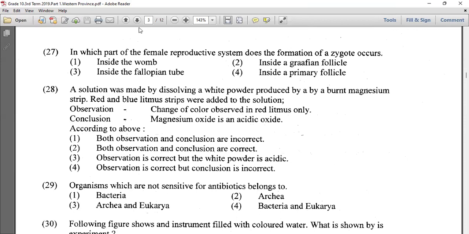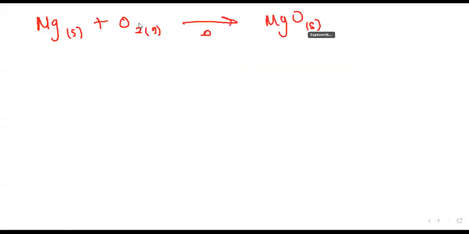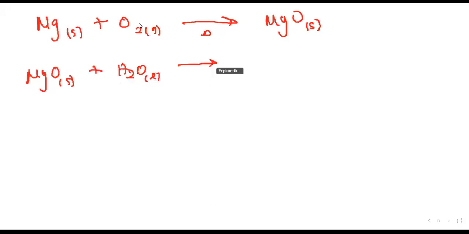If you react magnesium with oxygen, what would be produced? Magnesium oxide. This is a white colored powder. I told you before. If you dissolve magnesium oxide, the white powder, in water, you would obtain magnesium hydroxide, Mg(OH)2 aqueous. This is colorless and basic.